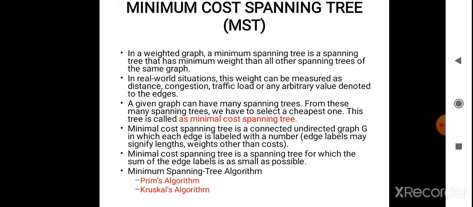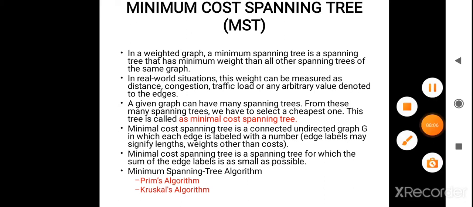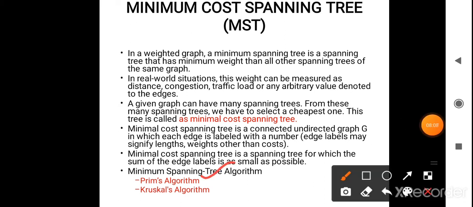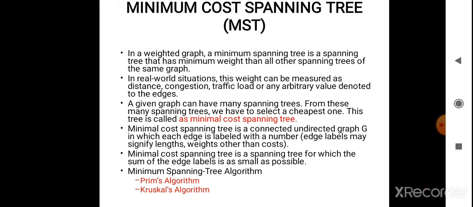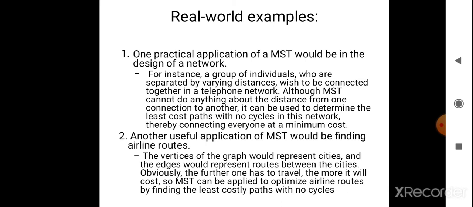small as possible. There are two procedures or two methods for creating a minimum spanning tree. The first algorithm is known as Prim's algorithm and the second algorithm is known as Kruskal's algorithm. So, how to construct a minimum spanning tree? What are the different algorithms used for creating or generating a minimum cost spanning tree? Prim's and Kruskal's. Then, real world examples.